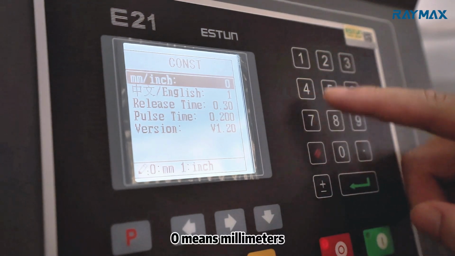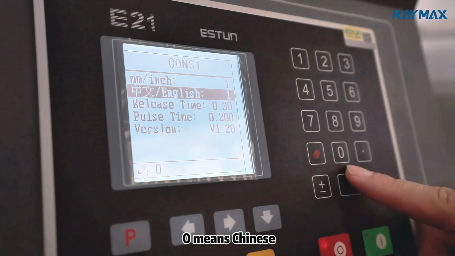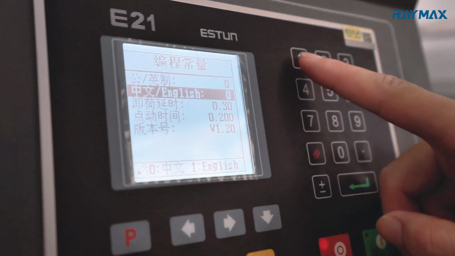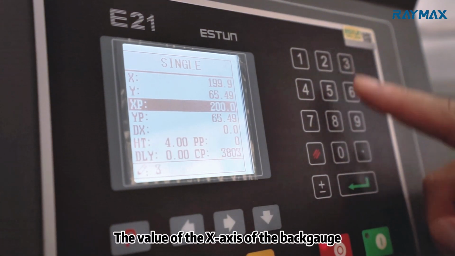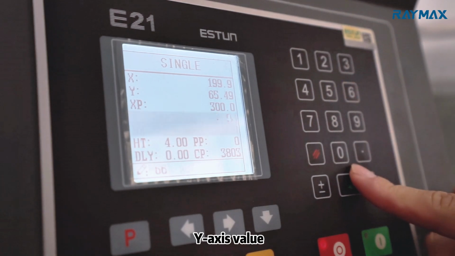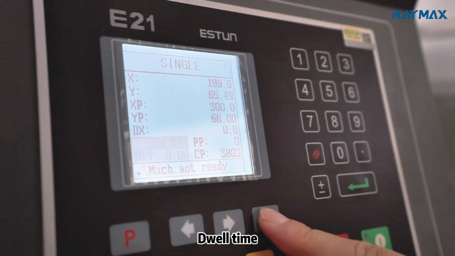0 means millimeters. 1 means inch. Language. 0 means Chinese. 1 means English. The value of the x-axis of the package. Y-axis value. Dwell time.